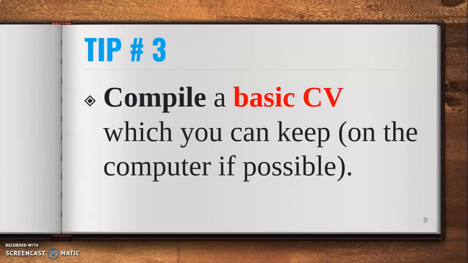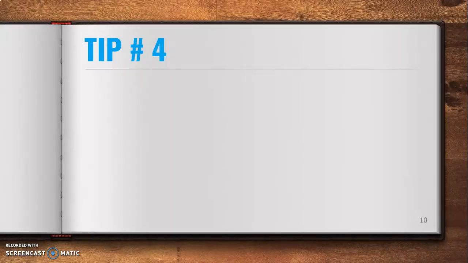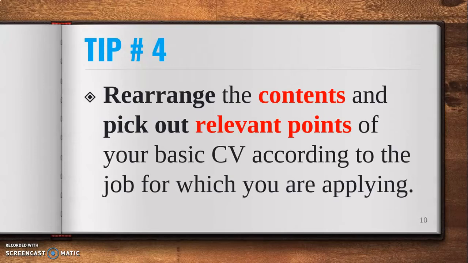Tip number 3. Compile a basic CV which you can keep all the time, maybe on your computer if possible. So once you have done that, tip number 4 will come. Rearrange the contents and pick out relevant points of your basic CV according to the job for which you are applying, or the scholarship even. So once you have a basic CV on your computer, it will be easy for you to update your material and do it in a better way.